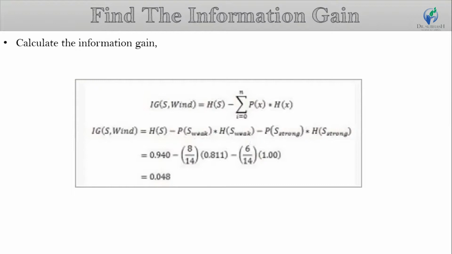So H of S is equal to 0.940 minus 8 divided by 14 into 0.811 minus 6 divided by 14 multiplied by 1.00, which value we have found out earlier. So our answer is 0.048. So this way we have found out the information gain for wind.